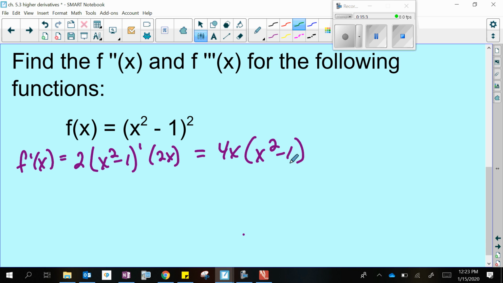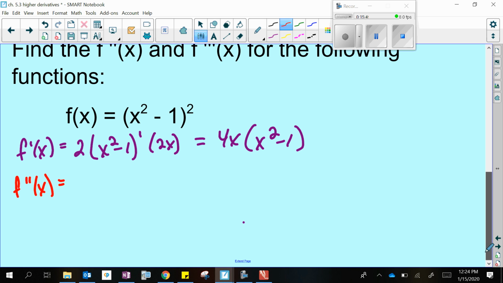Very good. Now, if I want to take the second derivative, we could distribute in, but just to practice the product rule, let's keep it separated like this to take the derivative. So the product rule tells me what? Who can tell me what the product rule is again?